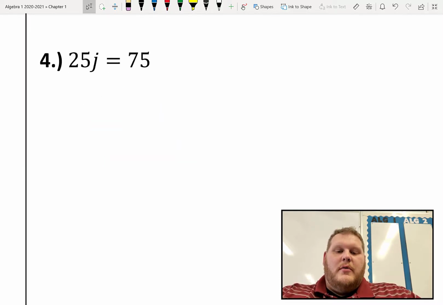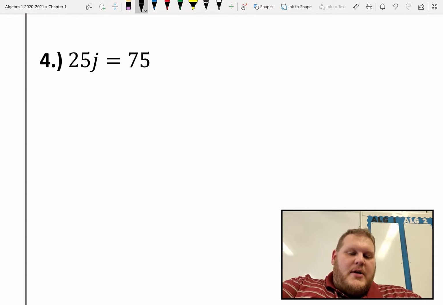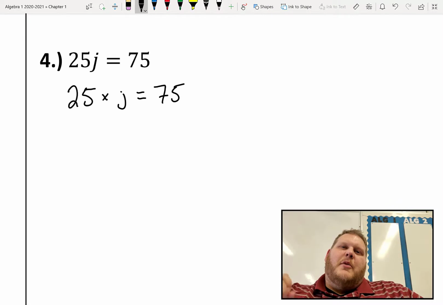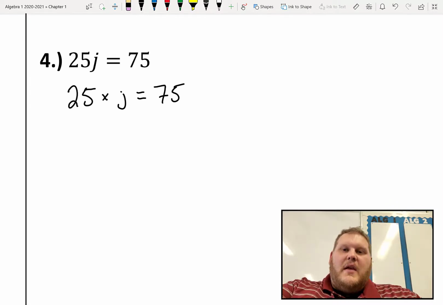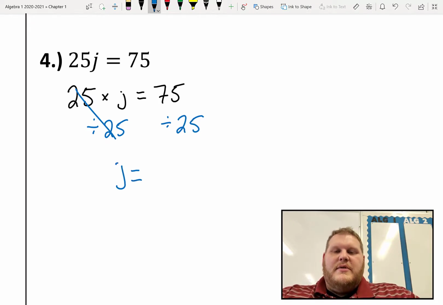For number 4, I'm starting with 25j equals 75. Again, this is another sneaky one. I don't see an operation, but anytime something is written as a coefficient, meaning it's just a number out in front of a letter, and you don't see anything in between, there's actually a little multiplication symbol hidden in there. If I've got 25 times j on the left side, I'm going to have to divide by 25 on both sides. Those cancel out on the left side. I am left with j equals 75 divided by 25, which is just 3.